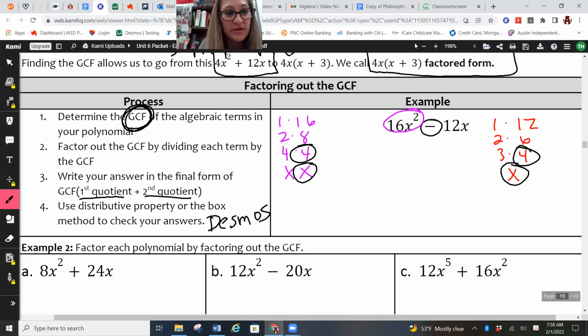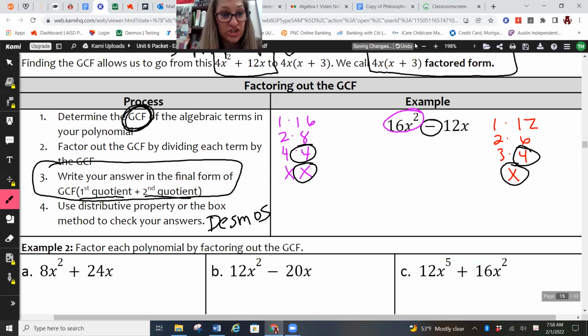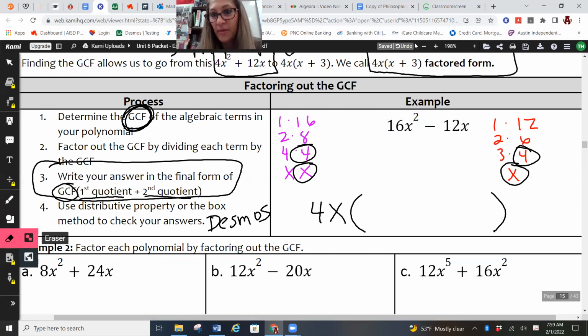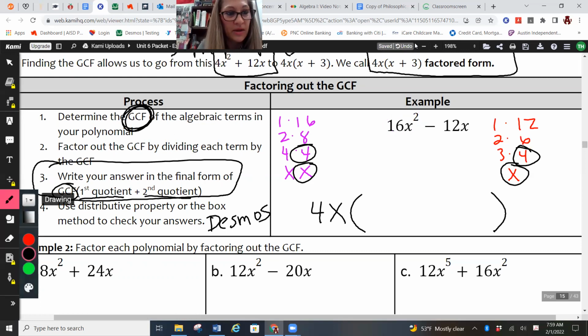So notice what it says. Write your answer in this final form. The GCF goes first. Okay, GCF is 4 and x. Then put a parenthesis. Then, I'm going to erase that part right there, guys. We're going to divide by 4x. Step 2 says factor it out by dividing. So once you know your GCF, divide all the terms by the 4 and the x.